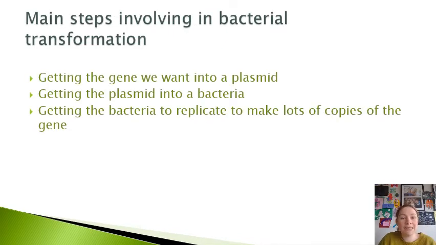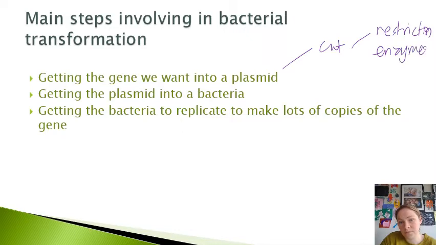So there's three main steps involving bacterial transformation. We need to get the gene that we want in the plasmid, so usually means we need to cut it out of something, and to cut we use our restriction enzymes. We need to get the plasmid into a bacteria, which means we need to ligate or use our DNA ligase. And then we need to get the bacteria to replicate and make lots of copies of that gene.